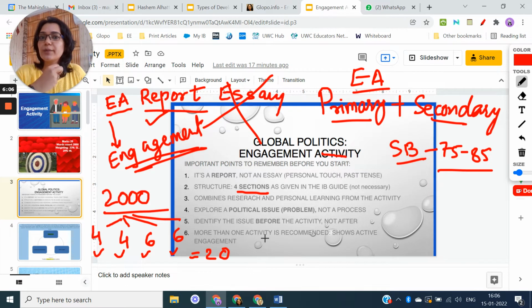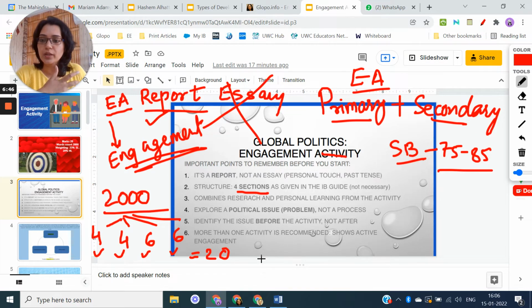You have to think about your political issue beforehand. You shouldn't say, "Hey, I'm planning to work with this NGO and later on I'll figure out what could be my political issue." No, before that you have to tell your teacher what political issue you are planning to explore, and then think about the activities. It may happen that you pick one political issue but are clueless about the activity, so the political issue will be futile to you. Thinking about the activity and the political issue should go hand in hand.